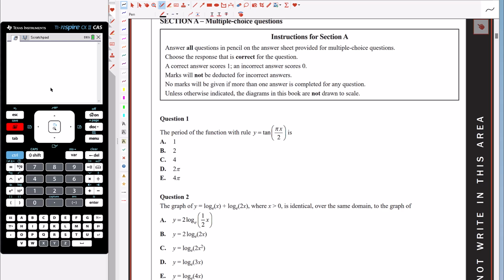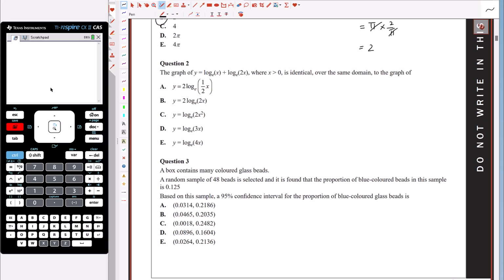Period of the function with the rule. Okay, so this is a fairly standard early multiple choice question. Period of a trig function. It's a tan period, so you need to be a bit careful. Remember, period for a tan graph is pi on n. And so n in this case is pi on 2. So we have pi divided by n, which is pi on 2, and so that's pi times 2 on pi. And so the period here is 2. So option B.